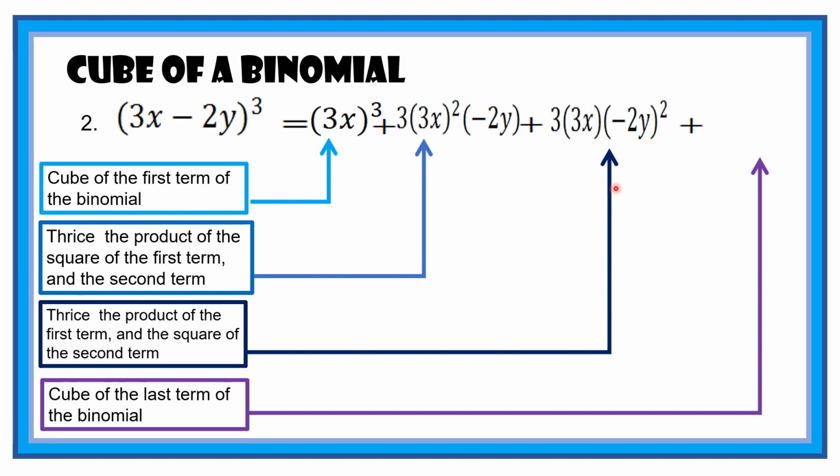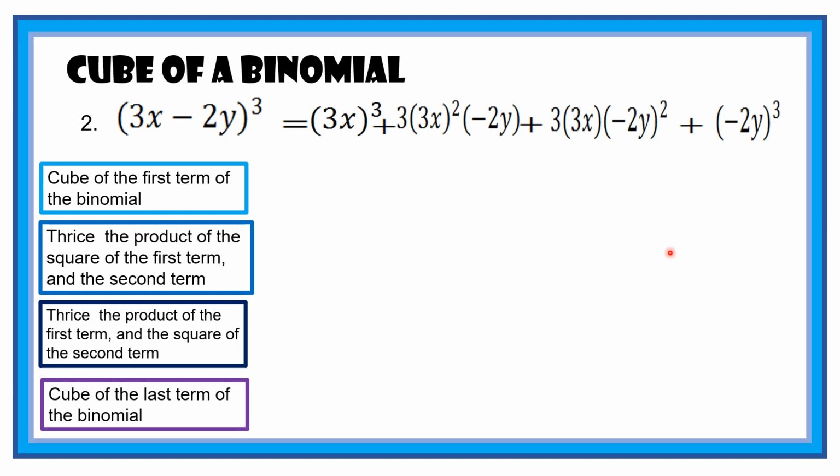Then last step is cube of the last term. So ang last term ay negative 2y. So we have quantity negative 2y cubed. So simplify muna natin yung mga exponent.